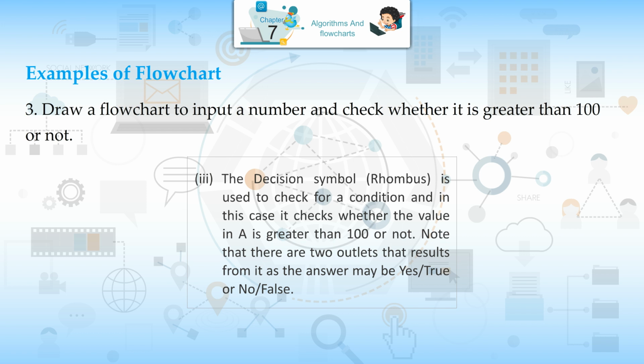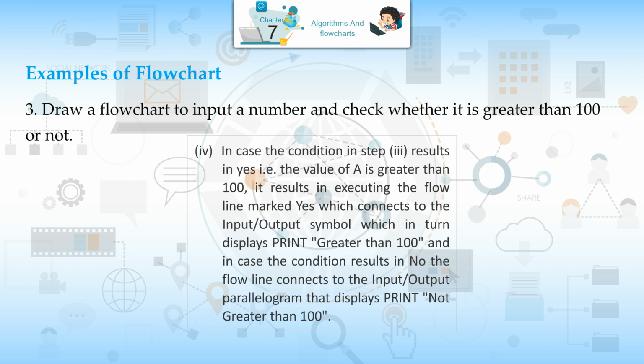Note that there are two outlets that result from it, as the answer may be yes (true) or no (false). Fourth, in case the condition in step 3 results in yes, that is, the value of A is greater than 100, it results in executing the flow line marked yes, which connects to the input or output symbol, which in turn displays "print greater than 100".